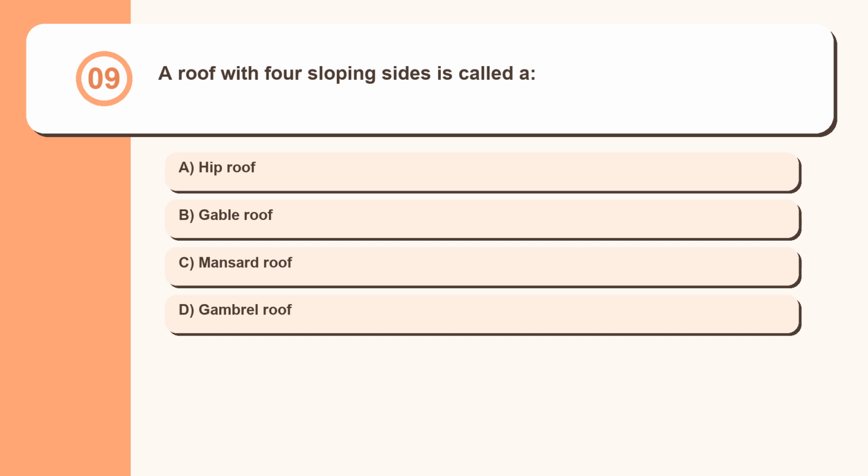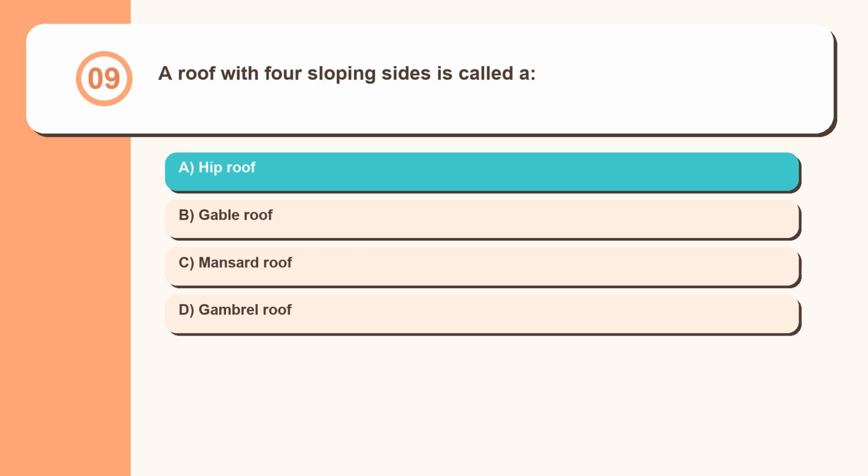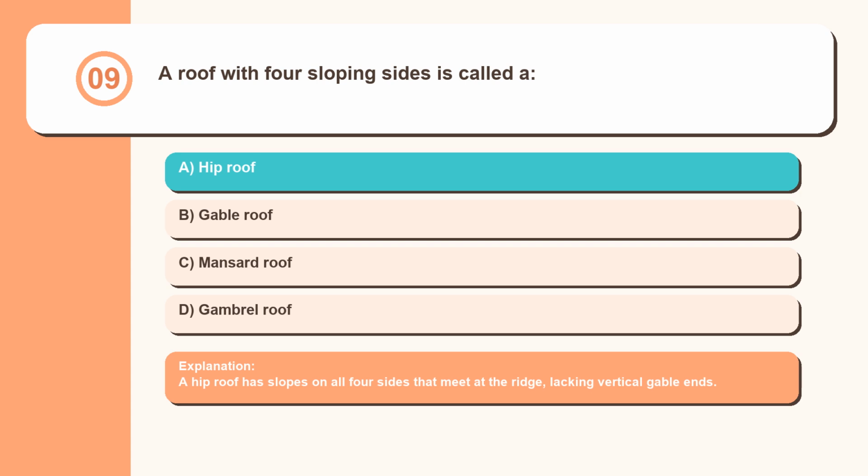Question 9. A roof with 4 sloping sides is called a hip roof, gable roof, mansard roof, gambrel roof. A hip roof has slopes on all 4 sides that meet at the ridge, lacking vertical gable ends.